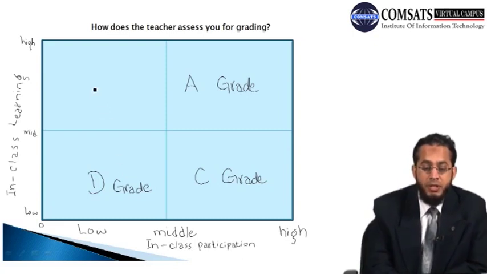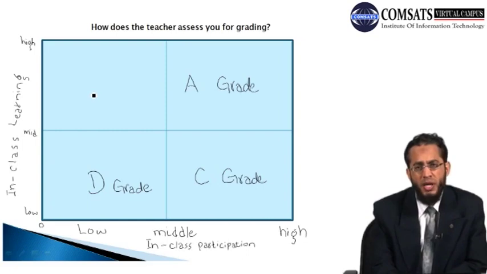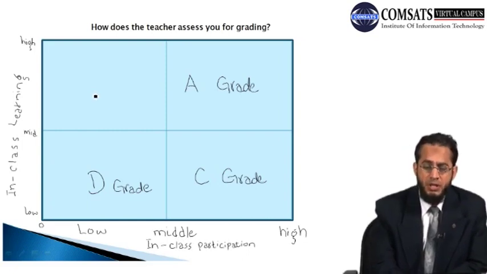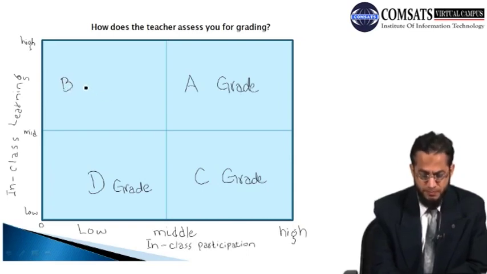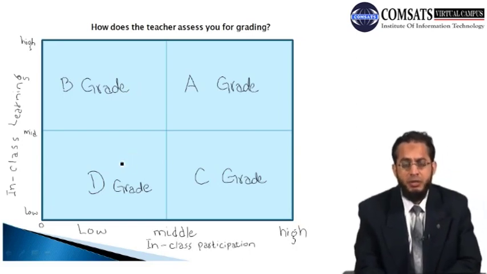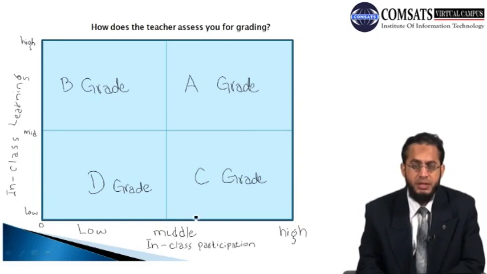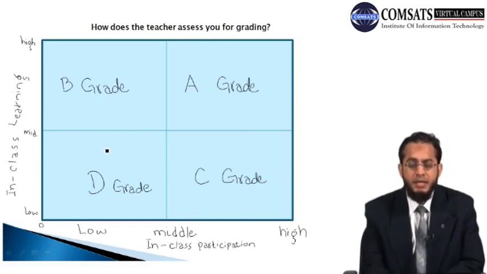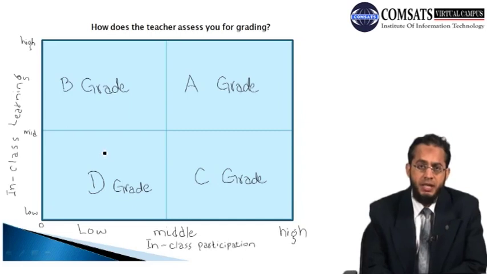If you look at this quadrant on the upper left corner, any student who's falling here is high on in-class learning but low on in-class participation. So obviously a candidate for a B grade, because at least this student is learning the concepts, and all they need is a little bit of encouragement and motivation to participate in class. That's how your teacher assesses you and assigns grades.